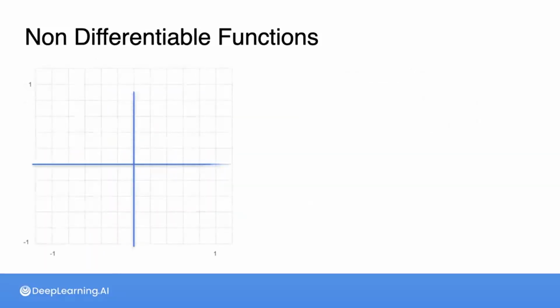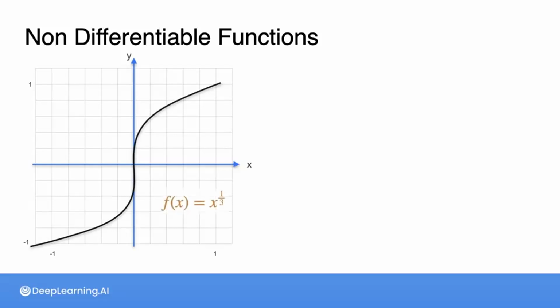And now let's do one more. This one is a little more subtle. Let's say we have the function f of x equals x to the 1/3. It looks to be differentiable at every point, but what happens at the origin? The tangent is parallel to the vertical axis. It's a vertical tangent, and that is not good.